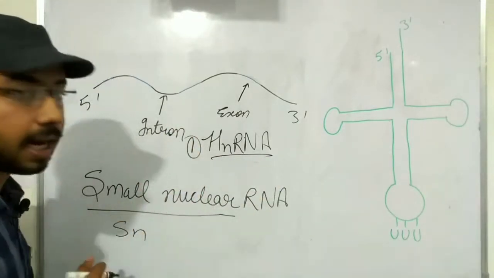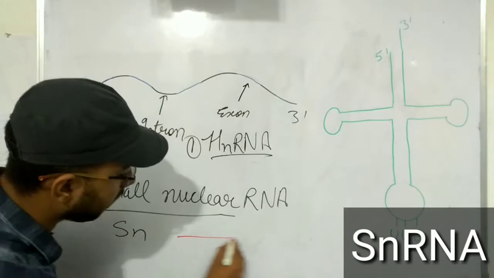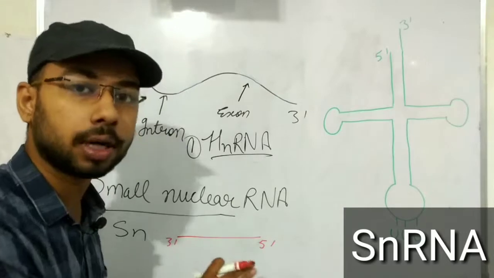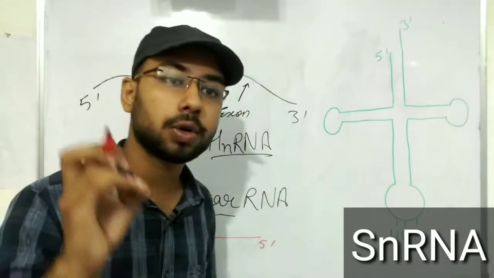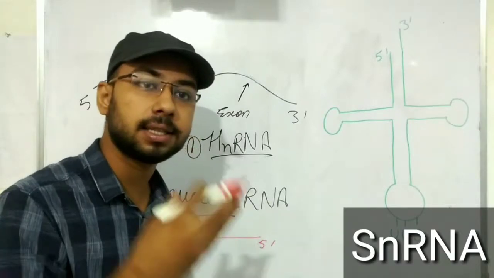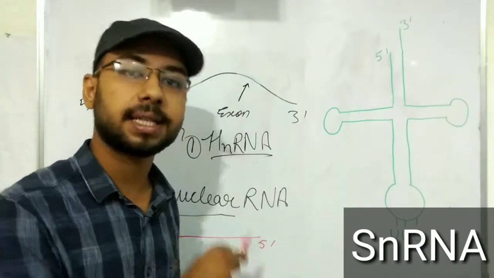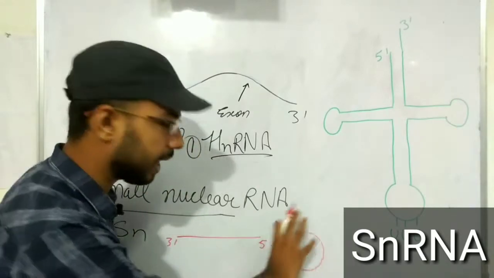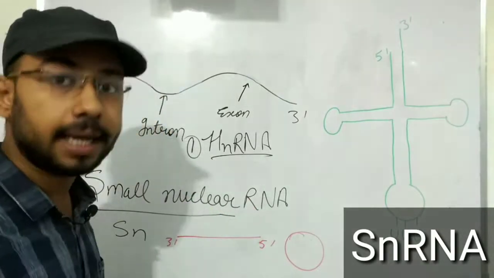SnRNA mostly doesn't appear alone. It makes a complex with SNRP. What is SNRP? Small nuclear ribonucleoproteins. They make a complex with some specialized proteins and combine with them and then stay here. So they make a spliceosomal complex. This is like a ring. When they make a spliceosomal complex, they help in splicing.